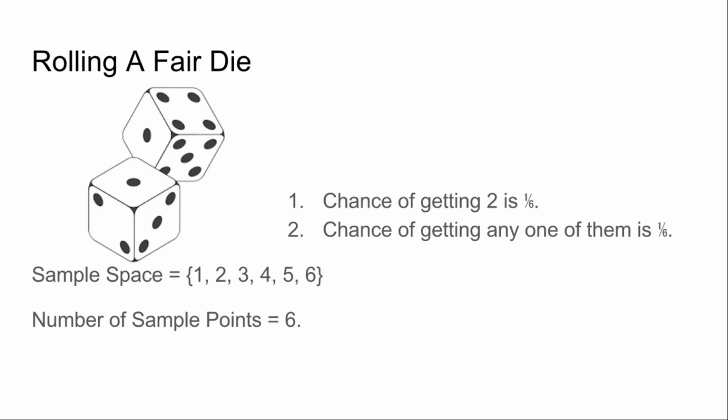Another example would be rolling a fair die. When we roll a die, we have six sample points: 1, 2, 3, 4, 5, 6. So the chance of getting 2 is 1 by 6. One thing we should notice here: it is a fair die, not a cheated one.